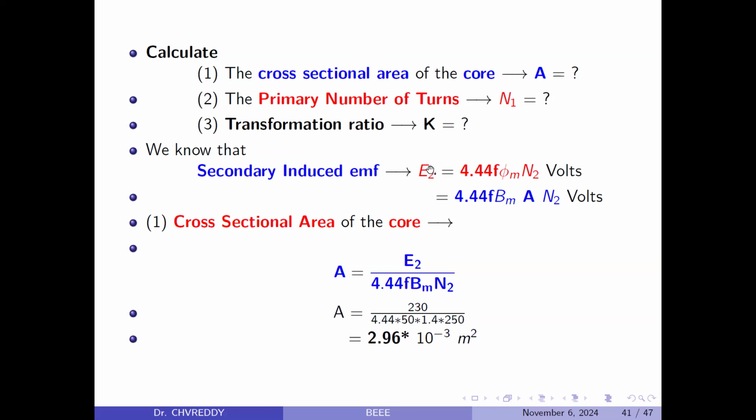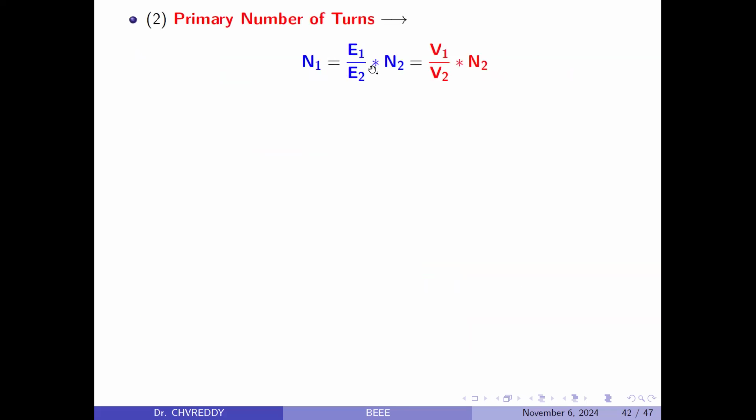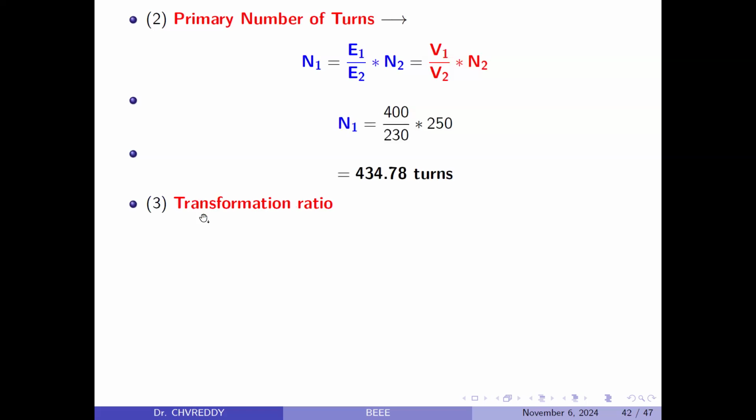The second one is the primary number of turns. That is N1 equal to E1 divided by E2 into N2 equal to V1 divided by V2 into N2. If you substitute E1, E2 and N2 values, you will get N1 value. So E1 value is 400, divided by E2 which is 230, and N2 is 250. Now N1 value is 434.78 turns.